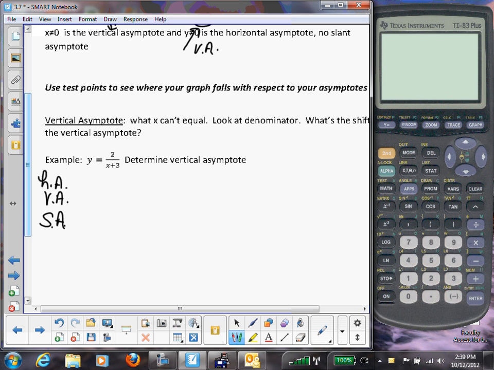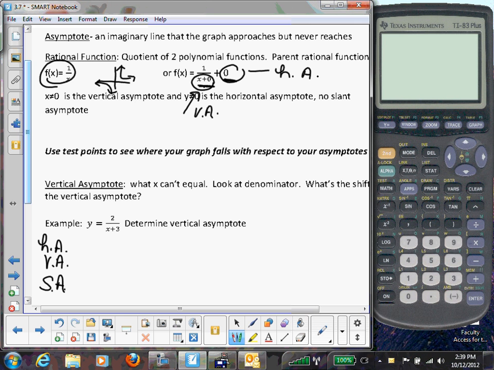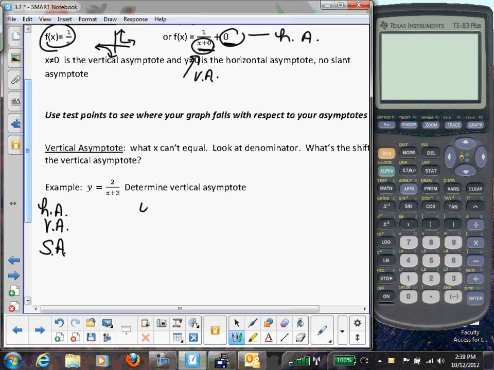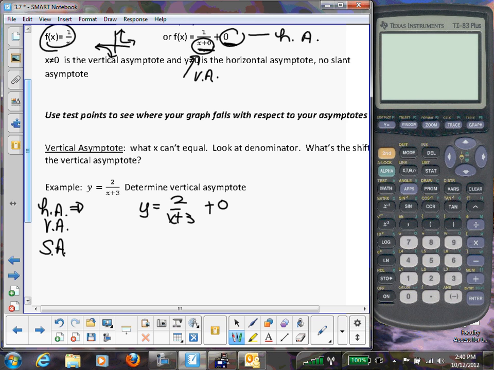Okay, horizontal is the number to the side, right? Here's where we find the horizontal asymptote, out here to the side. So we want to look at this as y equals 2 over x plus 3, if there's nothing there right now, plus 0. All right, so what's equal to 0? We want to write it as an equation. If it's horizontal, is that x equals or y equals? Y equals. Y equals 0.